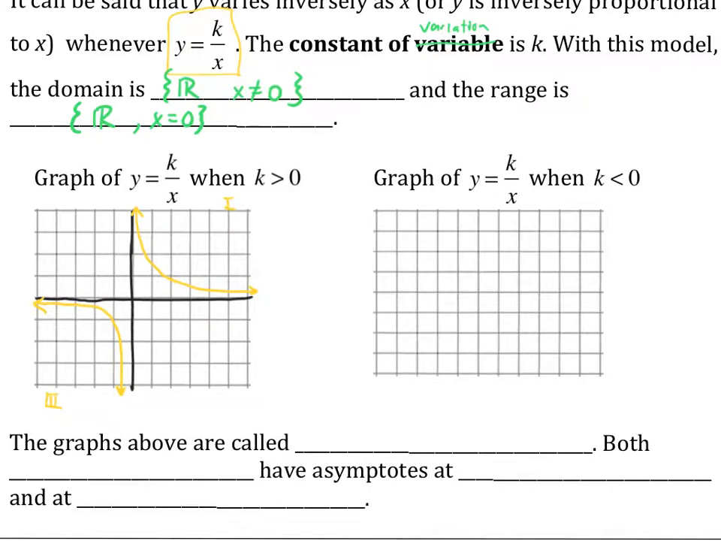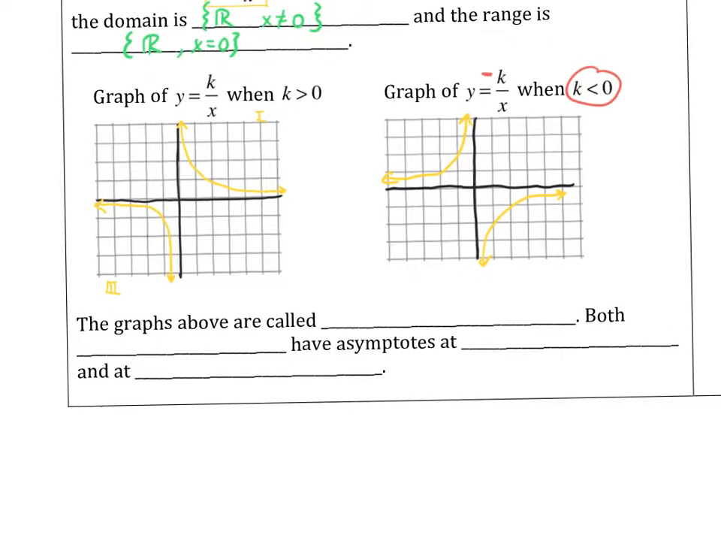So if k is less than 0, effectively I'm throwing a negative there in front of the parent function, which means that I'm going to do a vertical reflection. So what was originally in quadrant 1, this one here, is going to reflect into quadrant 4, like that. And the same holds true. The quadrant 3 is going to reflect to quadrant 2 there. So here are the basic functions, what they look like when we have something that's inversely proportional. The shape of the graph has a name. It's called a hyperbola.